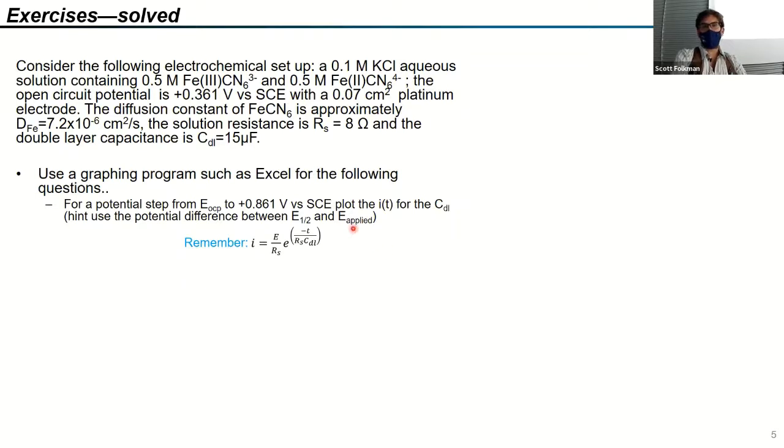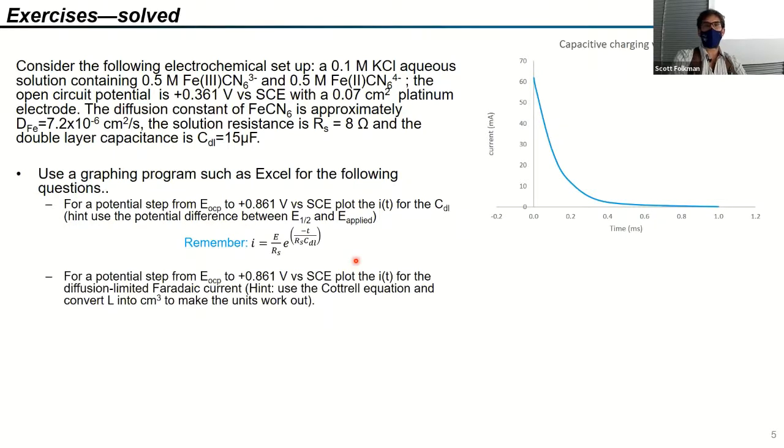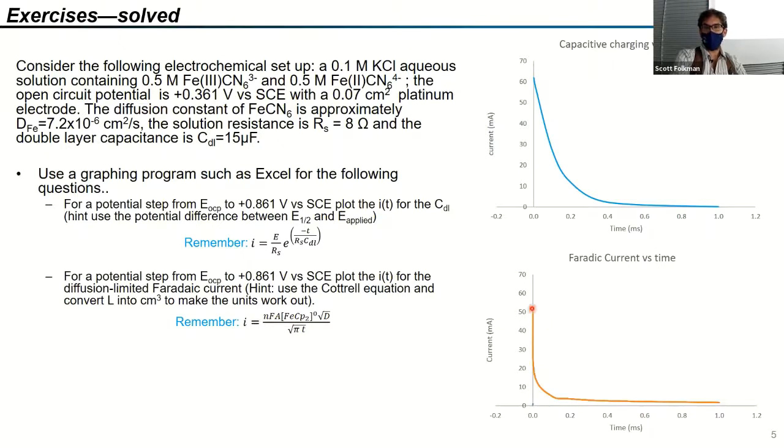The first thing I asked you to do in a potential step is to predict what the current would look like, and that's shown here. We see that it decays logarithmically quite quickly, and within 1 millisecond, it's decayed almost to 0. I asked you to do the same thing for the Faradaic current using this equation here, the Cottrell equation. And we see here that the initial current is a little bit lower, but it decays also slower.